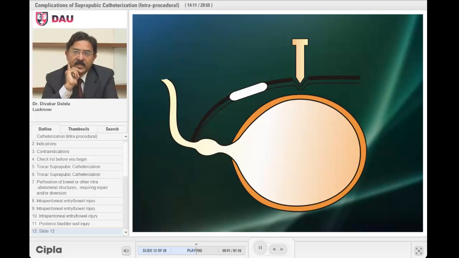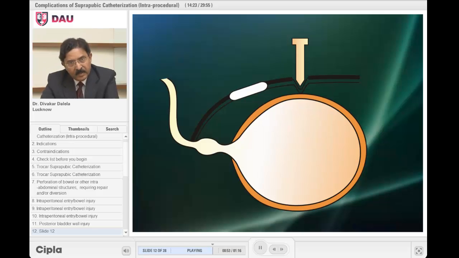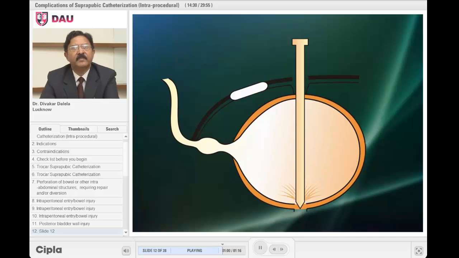But if you are a novice and you are not aware of this, you only make an incision in the skin and fat, and now you are trying to push the trocar through the tough linea alba. Remember what may happen. The linea alba will go down like that, and you are using a lot of force, and suddenly it gives way, and your trocar goes deep into the bladder and hits the posterior wall of the bladder because your force becomes uncontrolled. The reason was you did not incise the linea alba and you did not exercise proper patience.